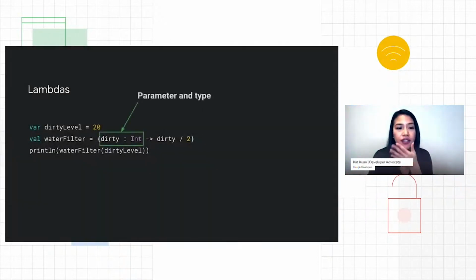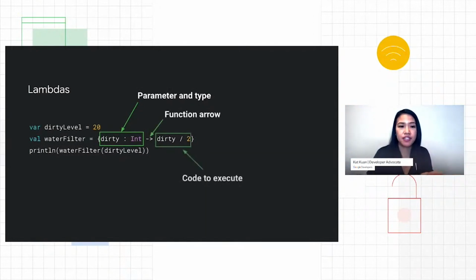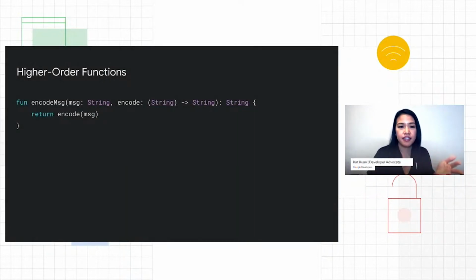Also, lambdas: you can have a function that is an expression and then store that in a variable. You can see how you can define a lambda here with the inputs, a function arrow, and then the code to execute. And then also, you can pass functions as input to other functions, or you can have functions return functions. Those are called higher order functions. So really, it's really powerful.